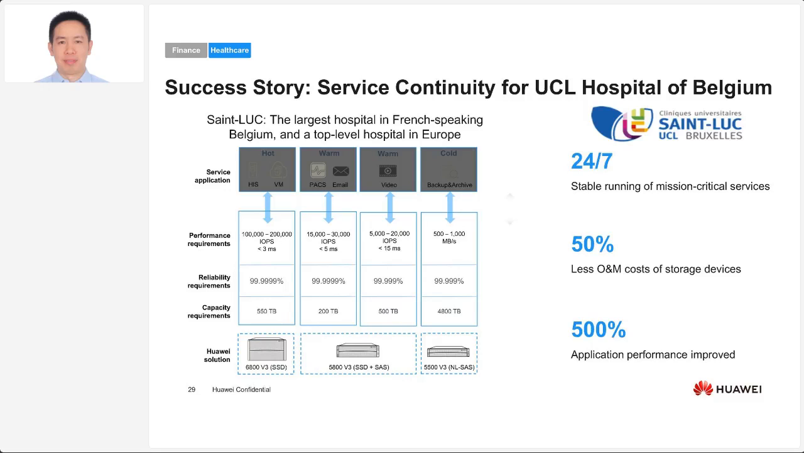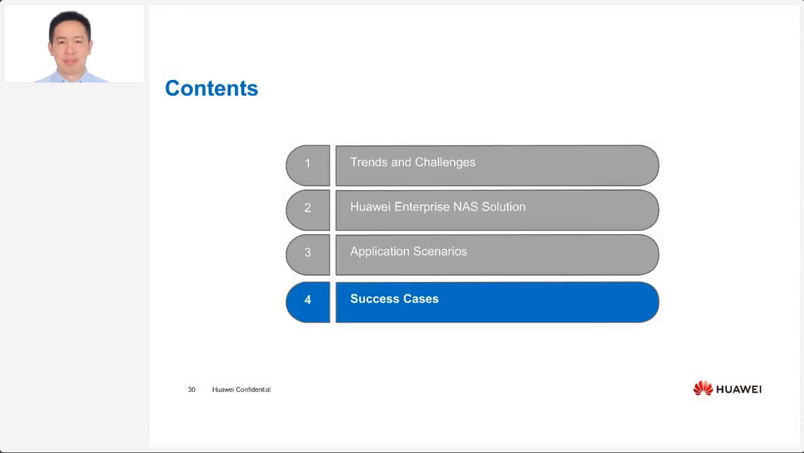and also a 500% improvement in application performance. That's the key. That means they reduce the cost, reduce the application processing time, and stay online all the time. This meets the critical business needs we mentioned previously, especially in a hospital with the health system or PACS system. That's one very good use case.